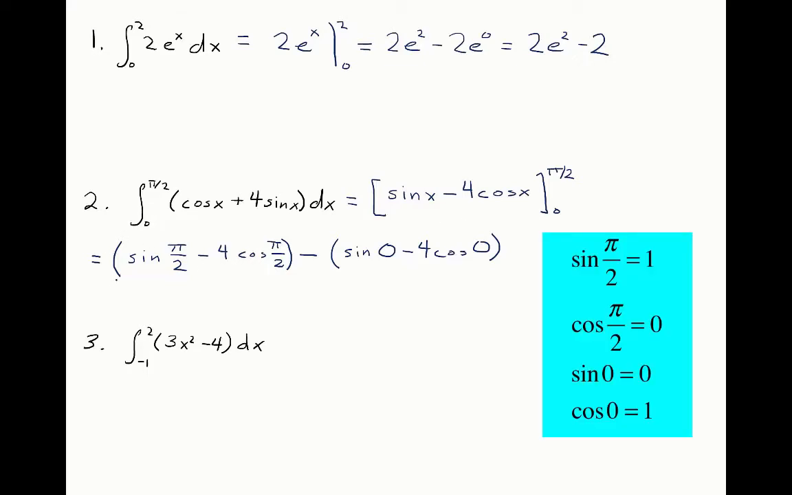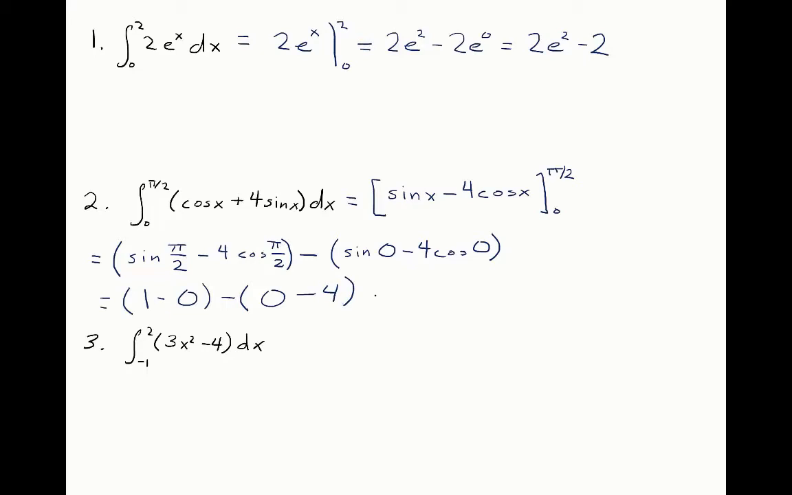So we have at pi over 2, sine is 1. At pi over 2, cosine is 0. At 0, sine is 0. At 0, cosine is 1. Watch your signs. And this comes out to 5. Okay, last one.